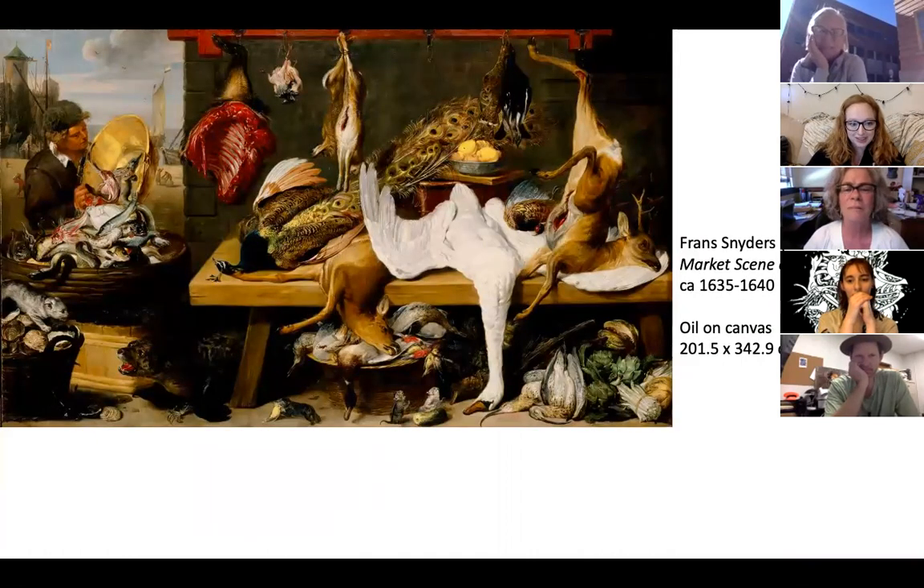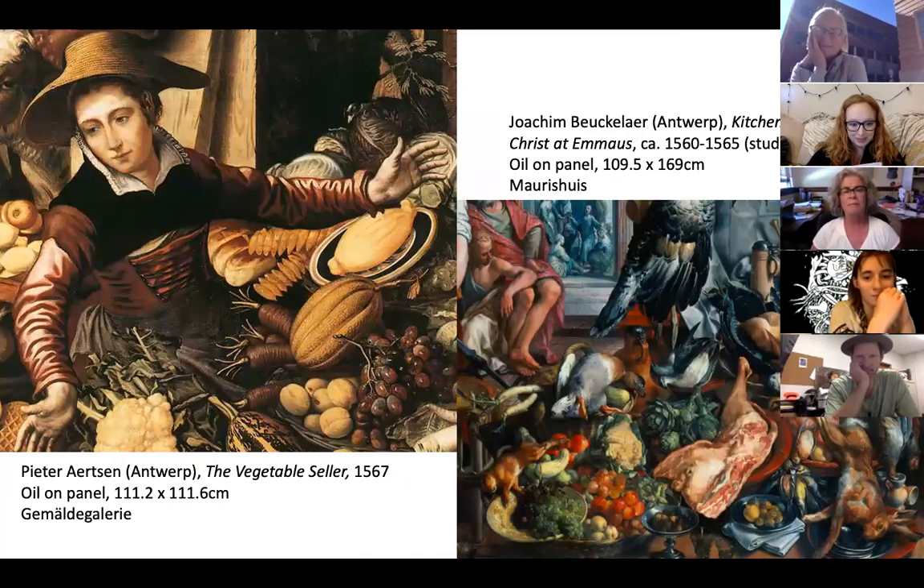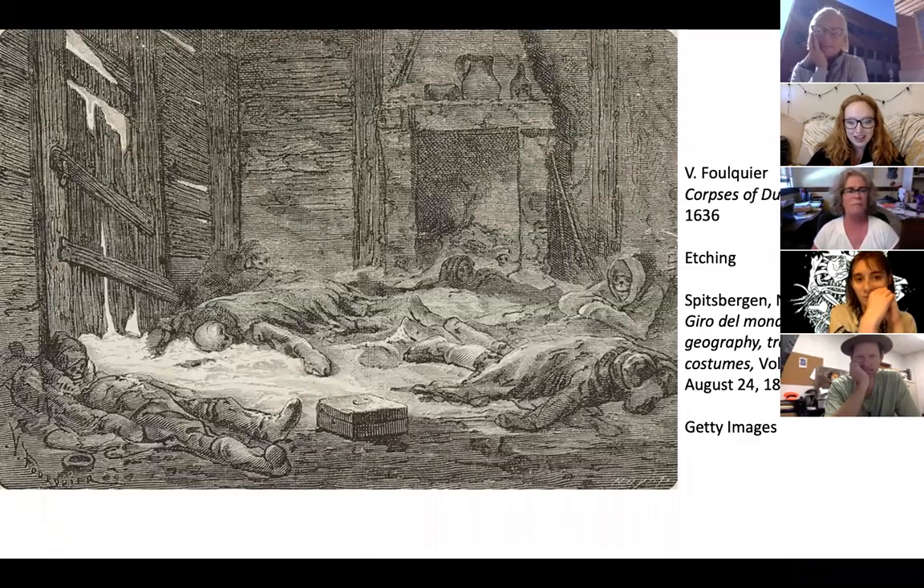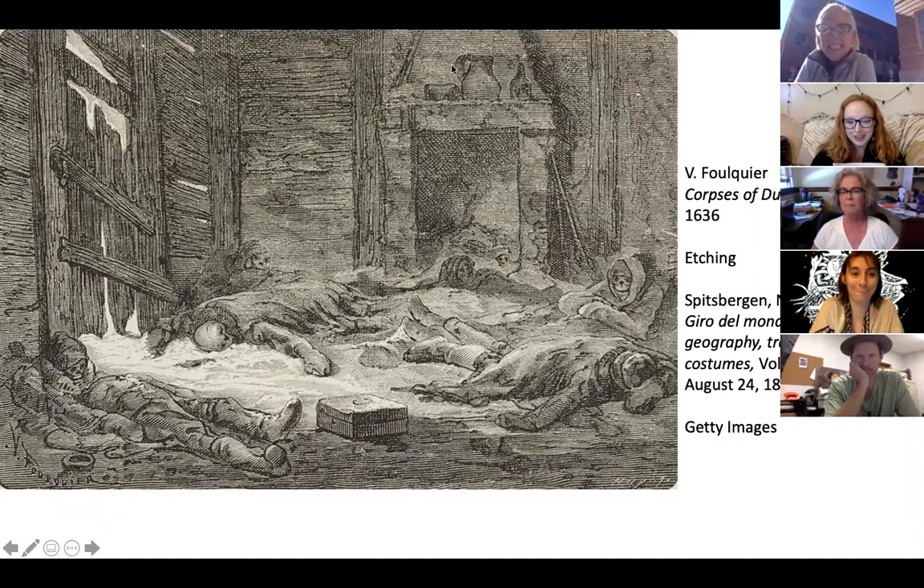I found some market scenes that we had talked about, where lemon shows up in all these market scenes. Here is an etching from 1636 of Dutch victims of scurvy in a ship hold. Wow. Very gruesome. Yeah.